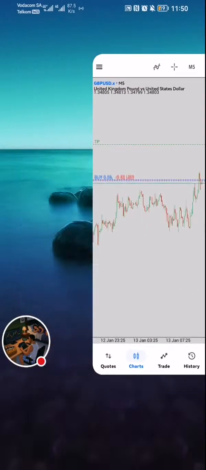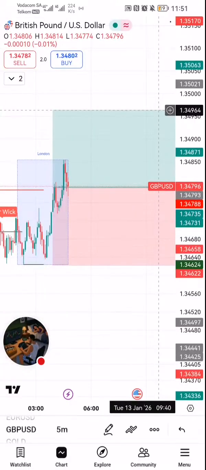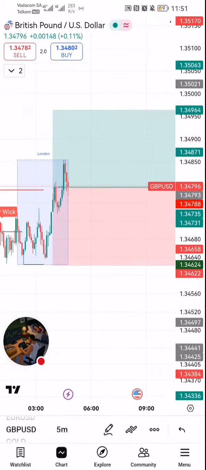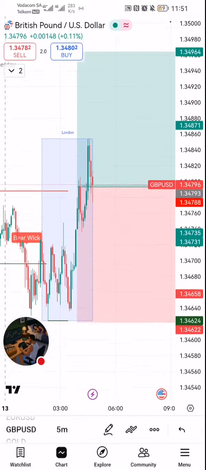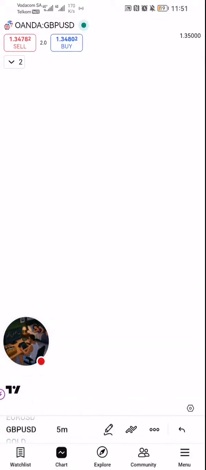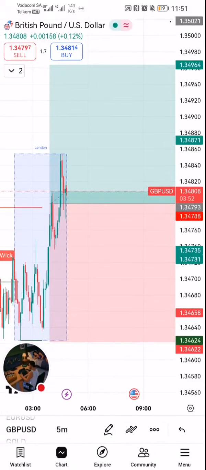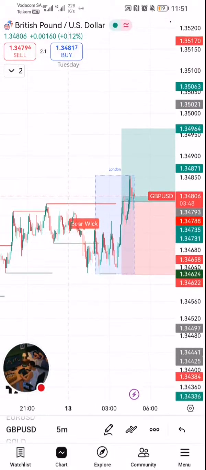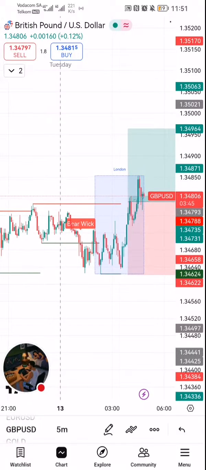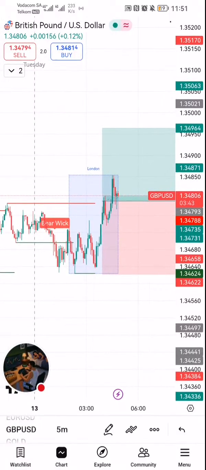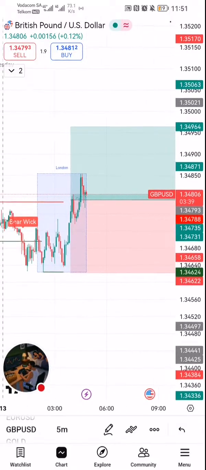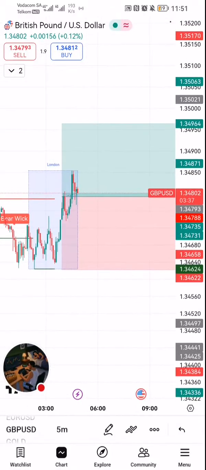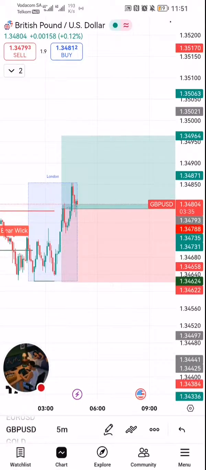So let me walk you through, guys, why I took these trades. As you can see here, I have this indicator. It helps me mark my recent resistance and support structures, right? So on GBPUSD, this is what we had, guys.